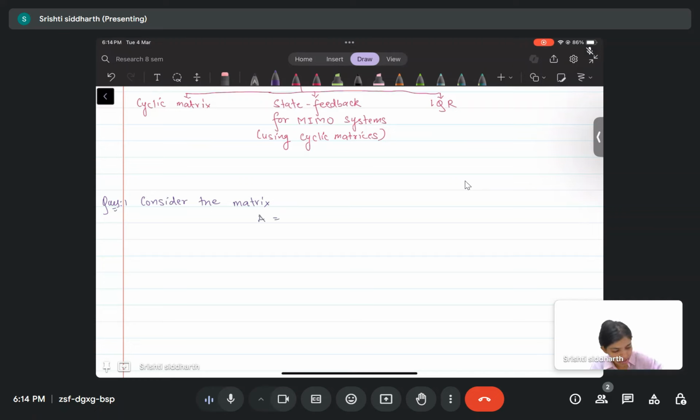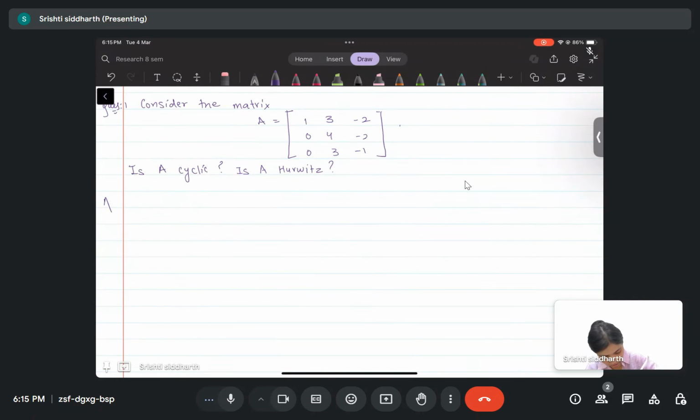A equals [1, 3, -2; 0, 4, -2; 0, 3, -1]. So we have to determine whether the matrix A is cyclic, and whether A is Hurwitz or not. All right, so let's begin. First, recall the definition of cyclic matrices.